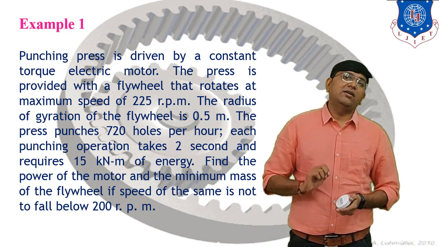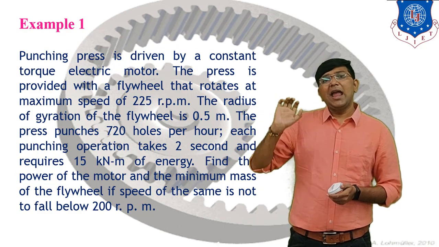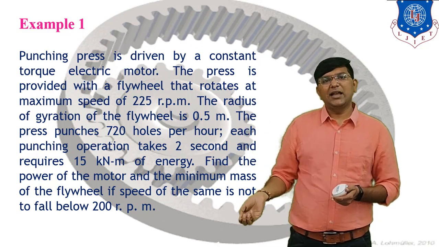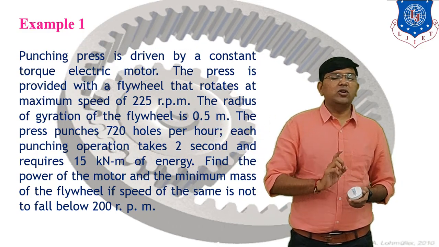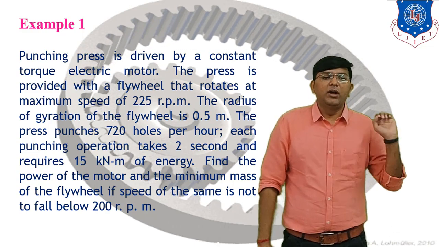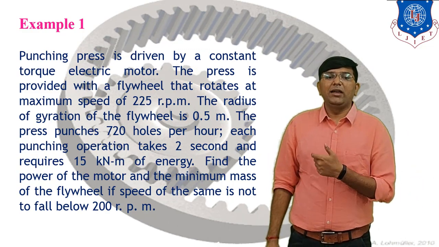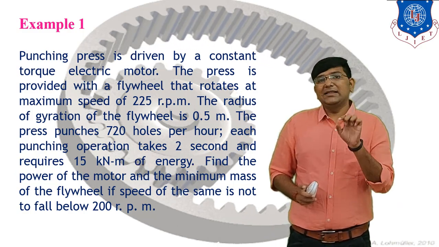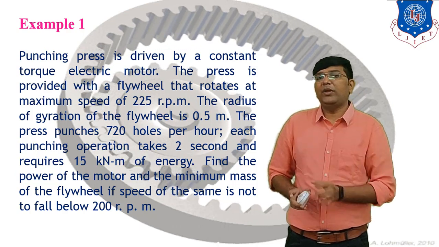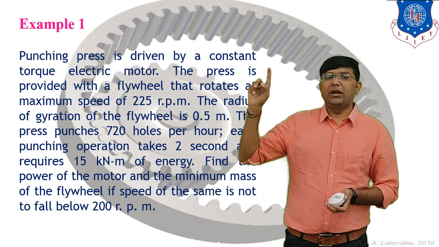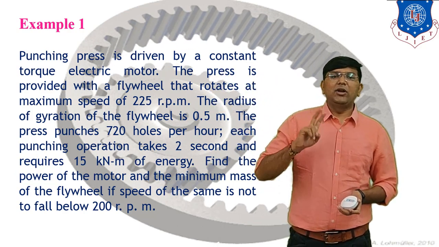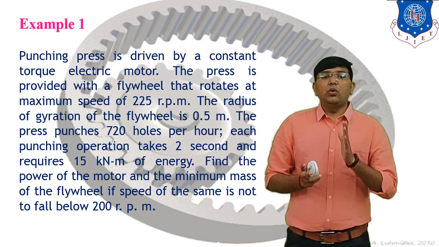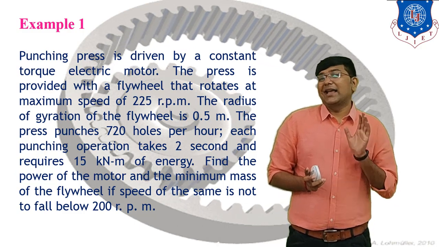Clear? Now you have to understand the meaning of power. Energy required per second or energy supplied per second, that is power, joule per second or newton meter per second. So first of all we have to calculate the value of power, and the minimum mass of the flywheel if the speed is not to fall below 200 rpm. So this is the minimum speed, 200 rpm. So we have two speeds: maximum speed capital N1, 225 rpm, and minimum speed capital N2, 200 rpm. Clear?